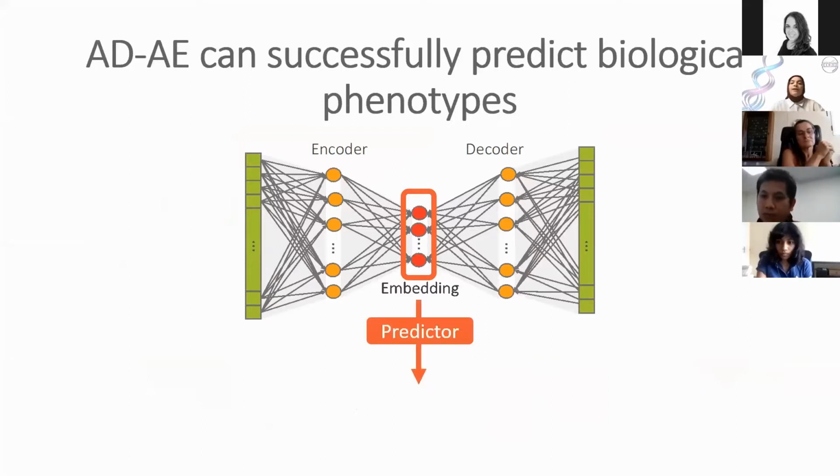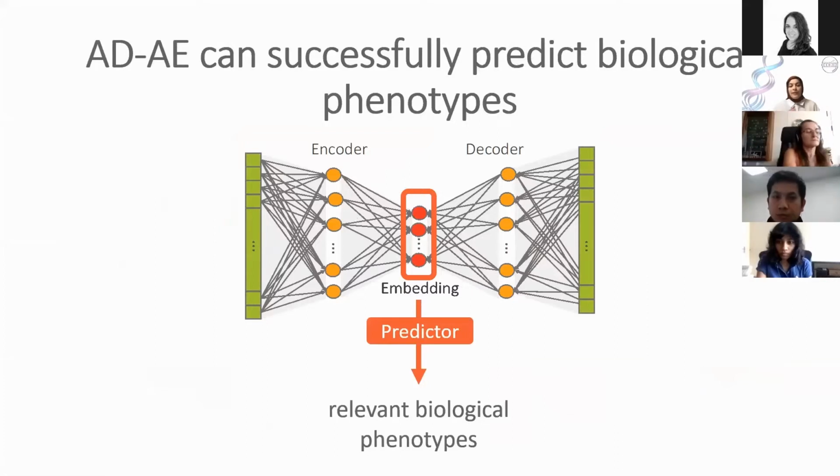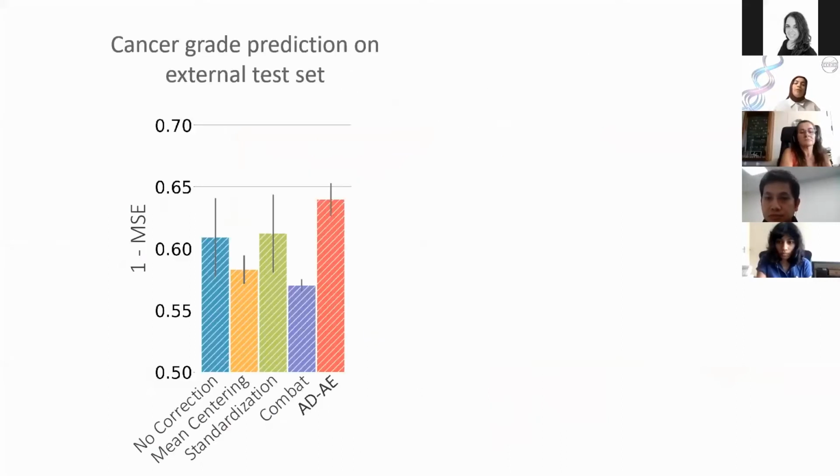We simply put predictor models on top of our embeddings and predicted various biological phenotypes. We also compared our approach to other deconfounding approaches. Here you see a small example where we predicted cancer grade on an external test set. Again, we train on 4 datasets and then transfer to an external one. We compare our model to an uncorrected standard autoencoder as well as some other deconfounding approaches.